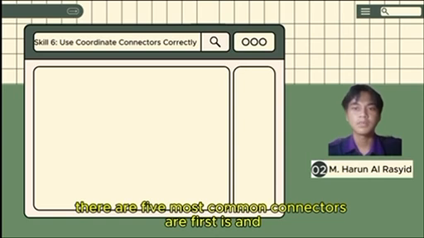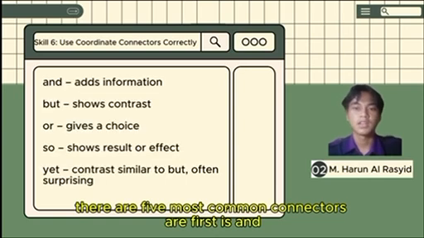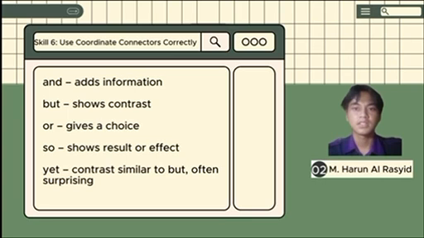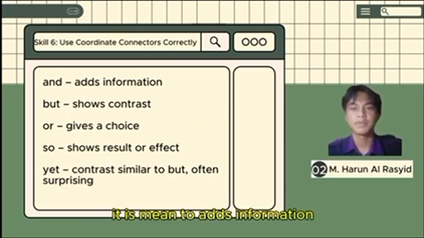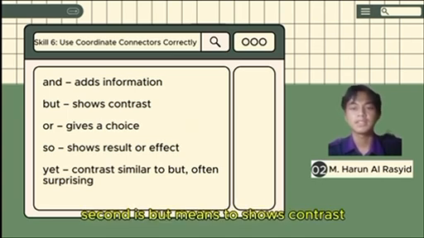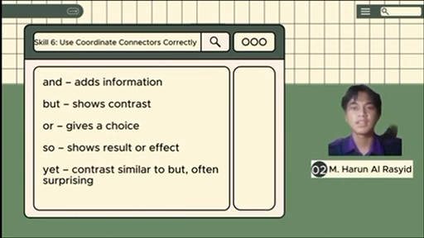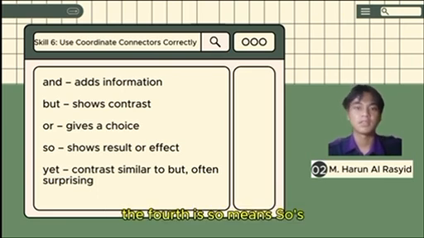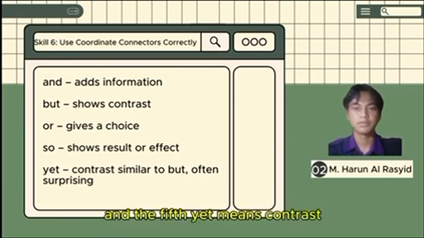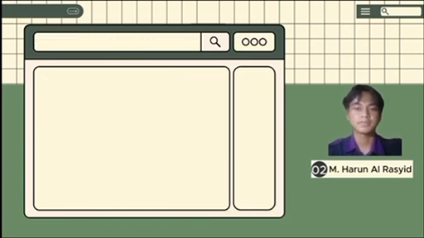There are 5 most common connectors. First is and, meant to add information. Second is but, meaning to show contrast. Third is or, meaning to give a choice. The fourth is so, meaning to show result or effect. And the fifth, yet, means contrast similar to but, often surprising.